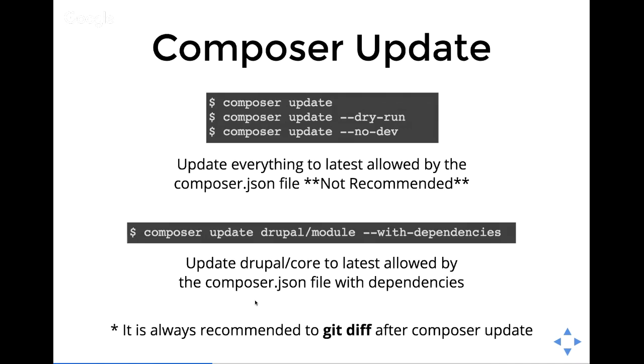So the better thing is to run Composer update, specify the individual module, and then once again we have with dependencies. What that's going to do is go out and check for any dependency updates that module relies on or that core relies on, and pull those in. And then there's a disclaimer down there at the bottom. I always recommend running a git diff after running Composer update.